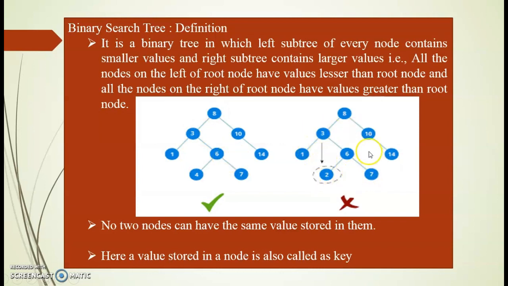For example, look at this tree. 6 is the value. If I assume this is a subtree of this binary search tree, and the root node value is 6, all values falling to the left of 6 should be less. So here it is valid, but let's move one level up. Here the value is 3, and all the values falling to the left are definitely less, and all the values that fall to the right should be greater. But if you look at this, 2 is lesser than 3. So this will definitely violate the definition of a binary search tree.